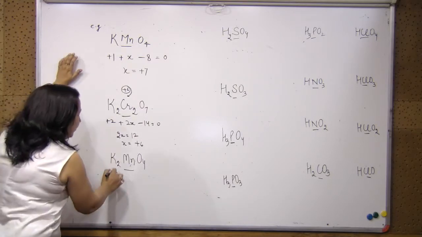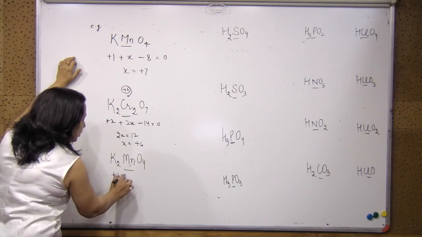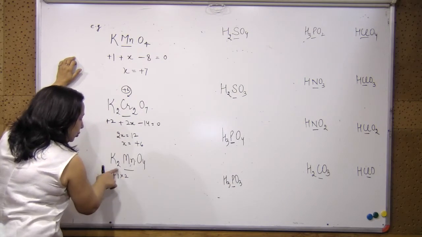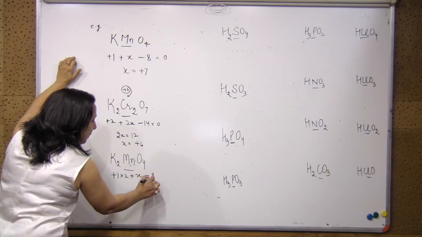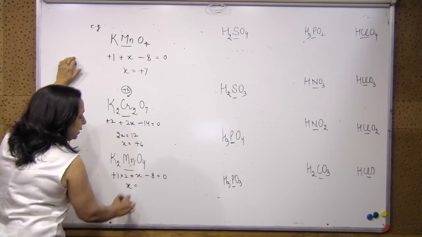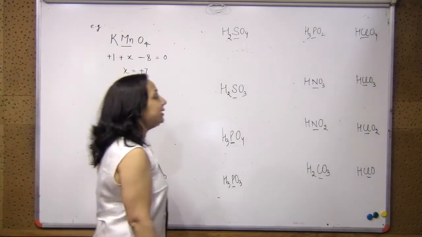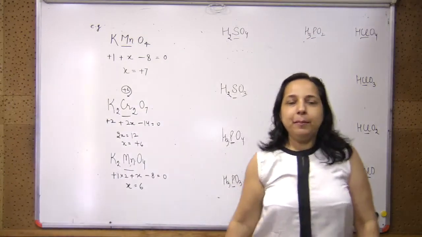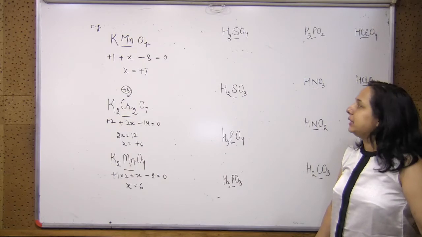Now let's calculate for K2MnO4. That is plus 1 into 2, that is potassium plus 1, 2 times plus 2. Plus manganese is X, minus 8 for oxygen, is 0. Now X comes out to be 6. It means manganese in the first compound is plus 7, but in the third compound it is plus 6. The variations are there in manganese.